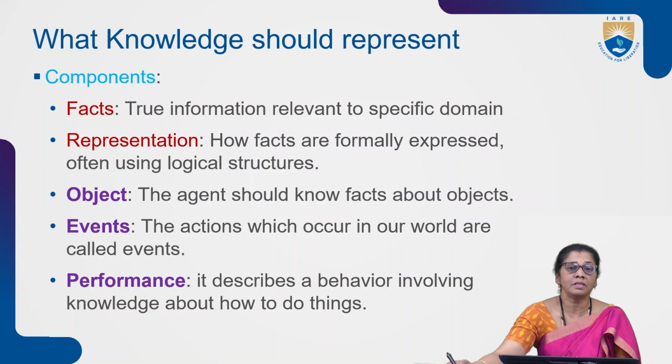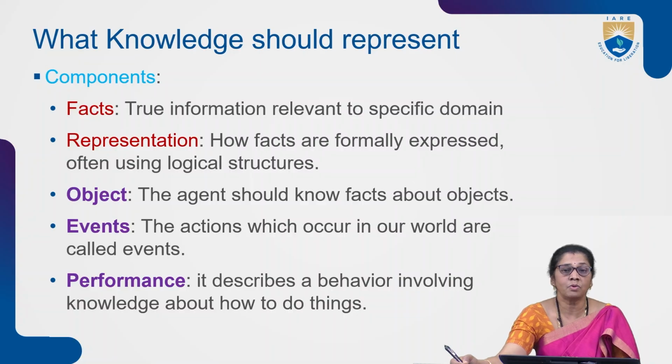Knowledge representation has some techniques and logical structures like frames, structures, and logic-based systems or rule-based systems. So using those structures, this knowledge has to be represented. Next comes the object. As I told in the previous video about the object, the agent should know the facts about different objects. As I said, a car is an object.